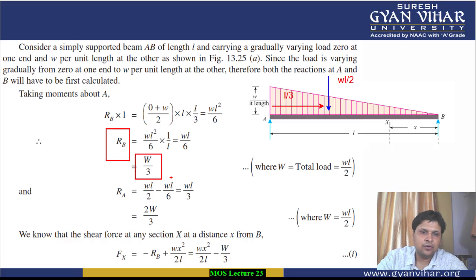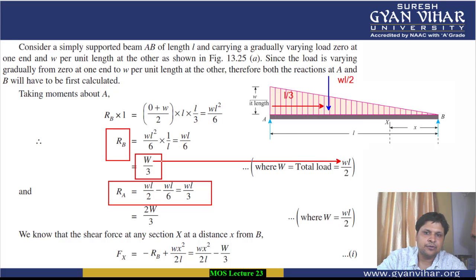The second relation we all know is that the summation of all vertical forces is equal to 0. This means RA plus RB is equal to WL by 2. The RB you have calculated already is WL by 6. Here, basically, WL by 2 is replaced by capital W. RB is WL by 6, and how will you calculate RA? You will subtract RB from the load going downwards. So we have calculated the support reactions.